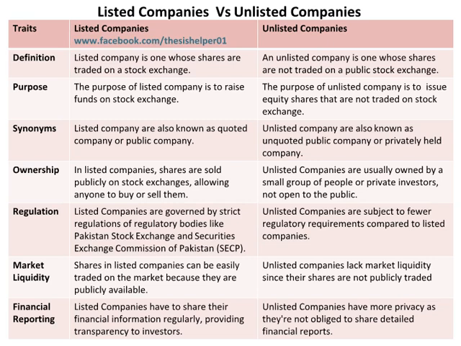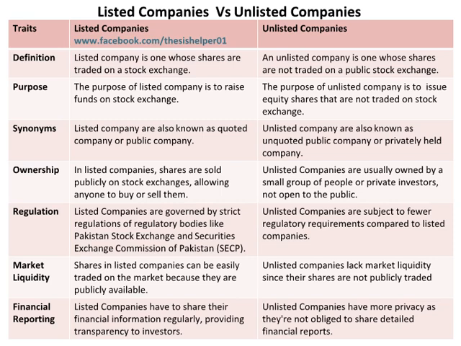The purpose of a listed company is to raise funds on the stock exchange, whereas the purpose of an unlisted company is to issue equity shares that are not traded on the stock exchange. Listed companies are also known as quoted companies or public companies, whereas unlisted companies are also known as unquoted public companies or privately held companies.